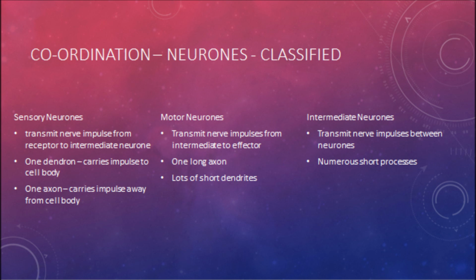There are three types of neuron, classified by their function. Sensory neurons carry impulses from the receptor to the intermediate neuron. Motor neurons carry the impulses from the intermediate neuron to the effector. And intermediate neurons are those that carry impulses between the other two types of neuron.